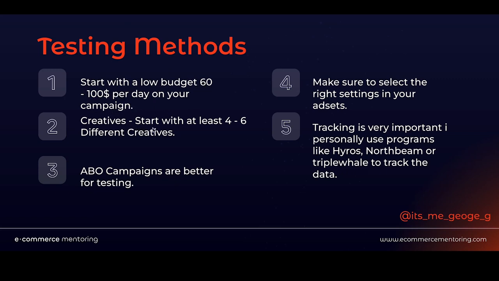You will need at least 4 to 6 different creatives, all right? As I said, ABO campaigns are always the best option for you to test. And you make sure to select the right settings in your ad sets. I'm going to go through it in a bit. And the last thing is tracking. So tracking by TikTok is very horrible, right? So it's very important to actually use a program like HiROAS, Northbeam, or Triple Whale to track your data. HiROAS and Northbeam are a bit expensive for most beginners, so Triple Whale I think would be the best option for you guys, and it does the job.